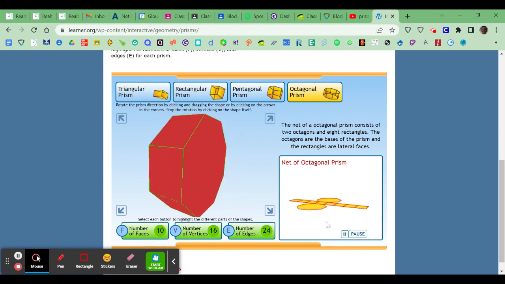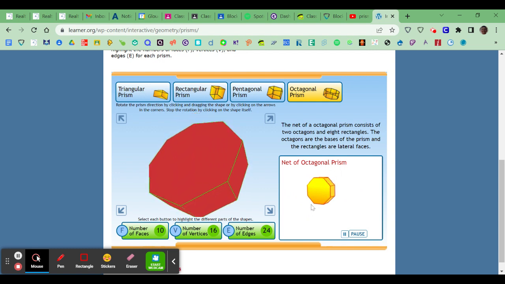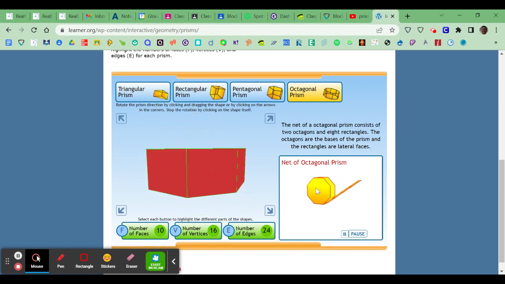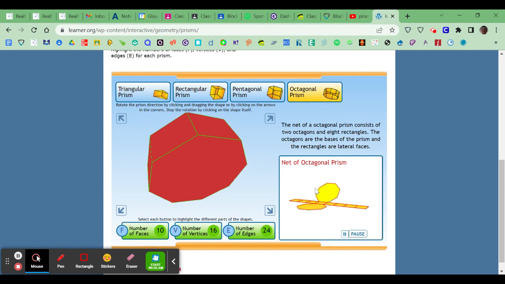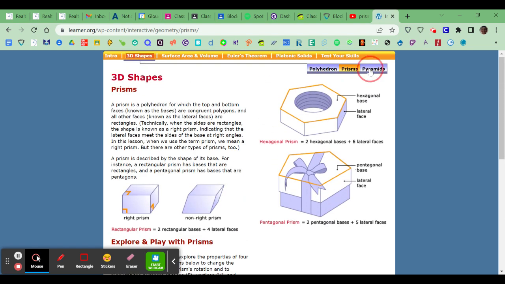Why is it called an octagonal prism? Because of those two identical octagonal bases. 8 sides, so octagon. All right, so that gives you an idea. And now I'll zip over to our pyramids.